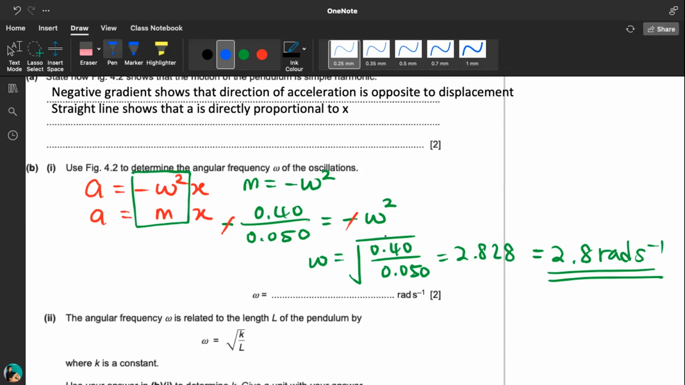So let's say if you put 0.4 over 0.05 without the last digit, you might have taken 1 significant figure for your final answer. But this is actually 0.40 and this is 0.050. So it makes it 2 significant figures for your final answer.